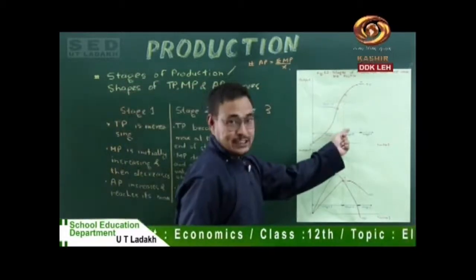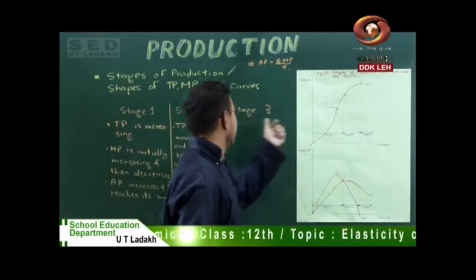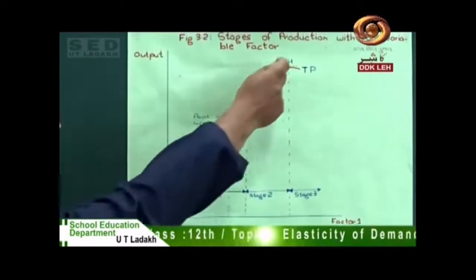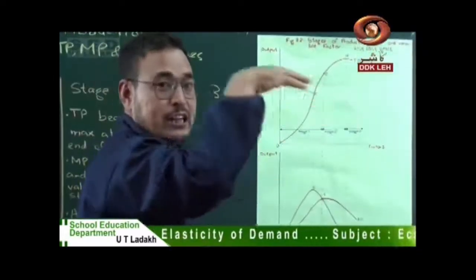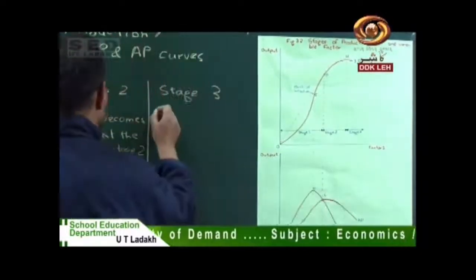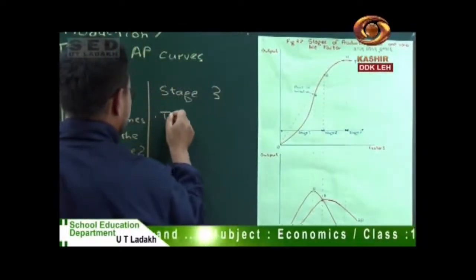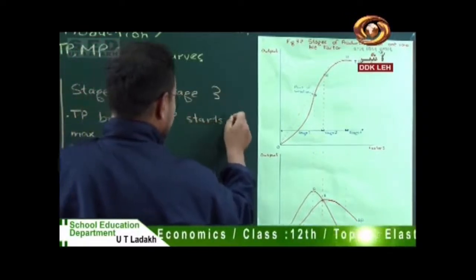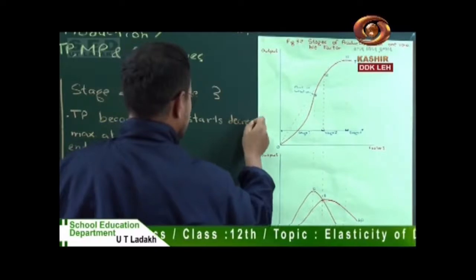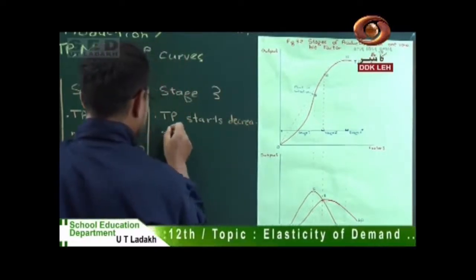Now what is the third stage? In stage third, your total production is already at its peak. So beyond it, it starts decreasing. TP starts decreasing.